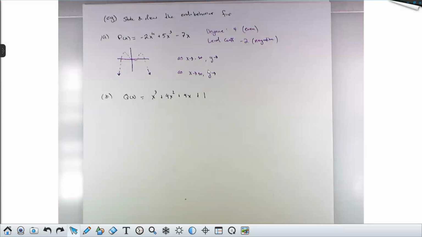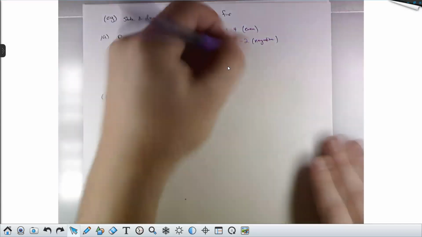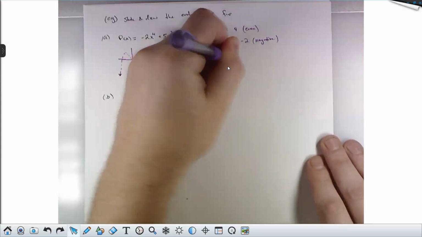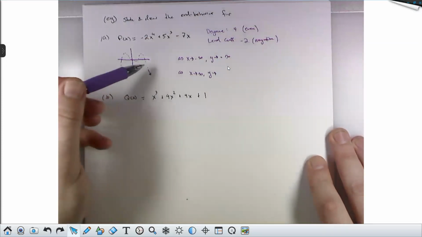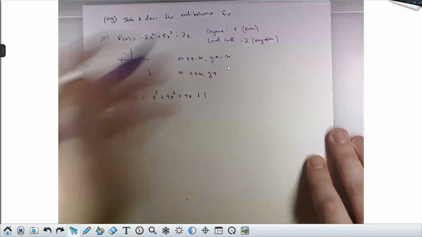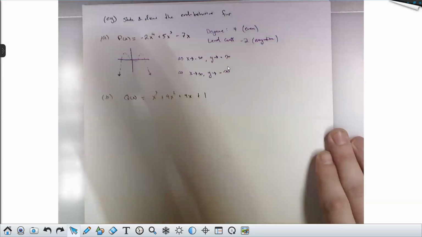Okay, so for this polynomial, as x goes to negative infinity, where is y going? y also goes to negative infinity. Yeah, as we go to the left, we're going down. And as x goes to positive infinity, we're also going down. So y would go to negative infinity there as well.